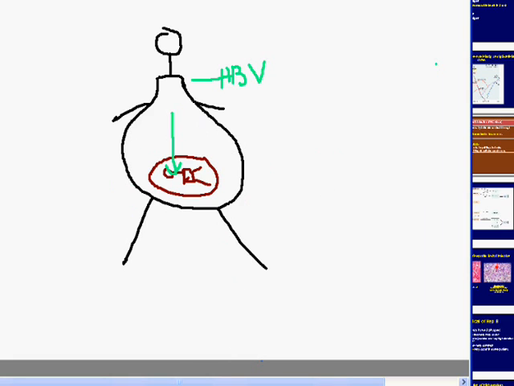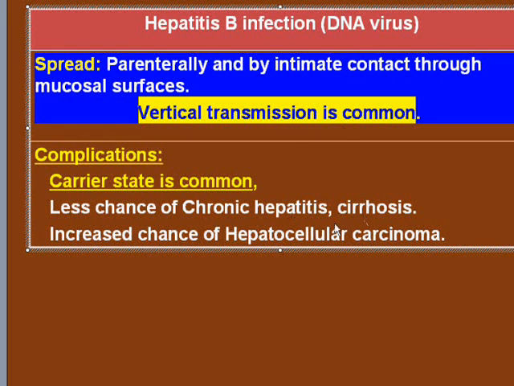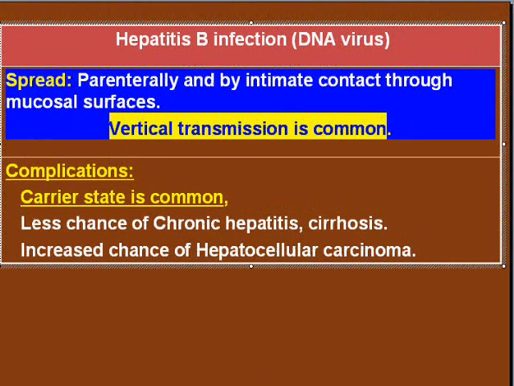As you know that this hepatitis B virus infection is dangerous because it can produce a carrier stage, it can produce a chronic hepatitis, but the chance of chronic hepatitis is much more with C virus. It can also produce a cirrhosis.